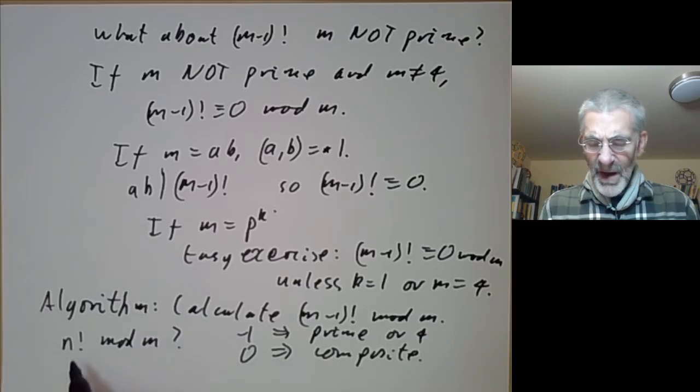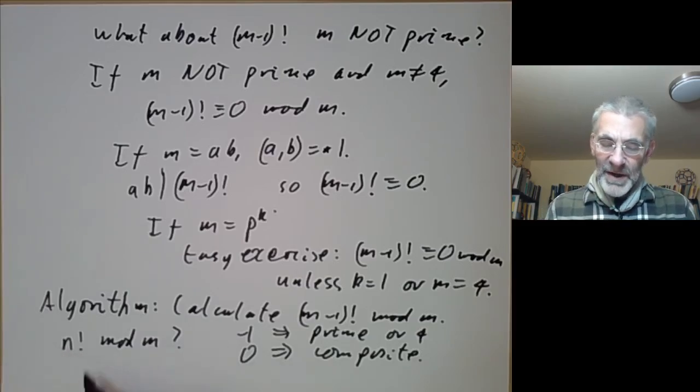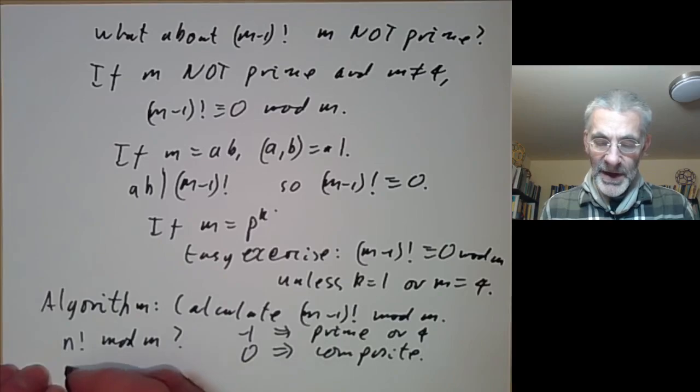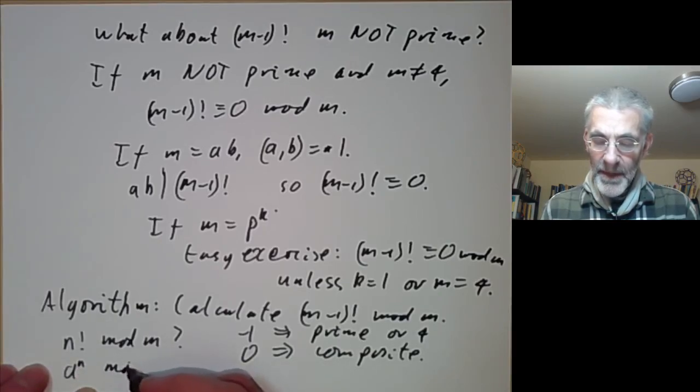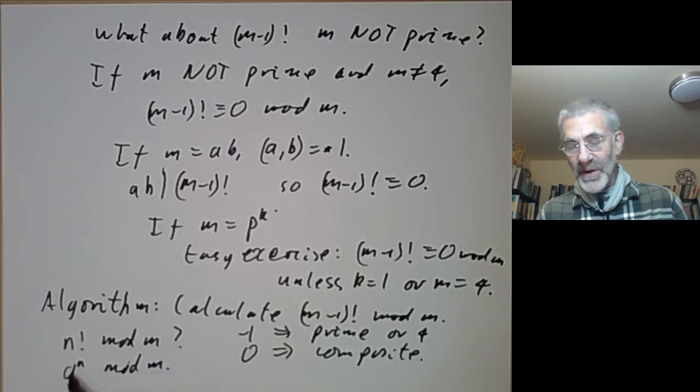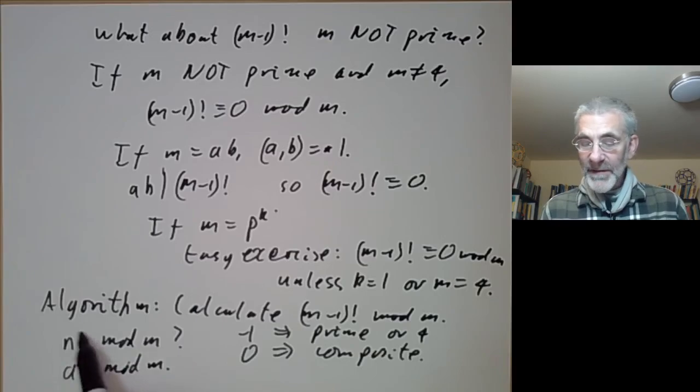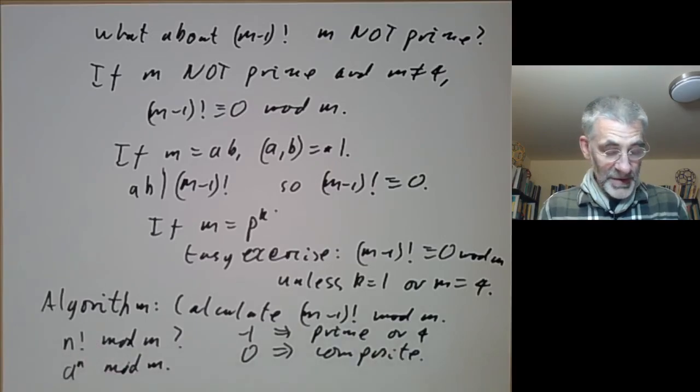We can do seemingly similar calculations. As we saw earlier, there's a fast algorithm for a to the n modulo m. So if we multiply n numbers that are all the same, there's a quick way to do it. But no one's ever found a quick way to do that one.